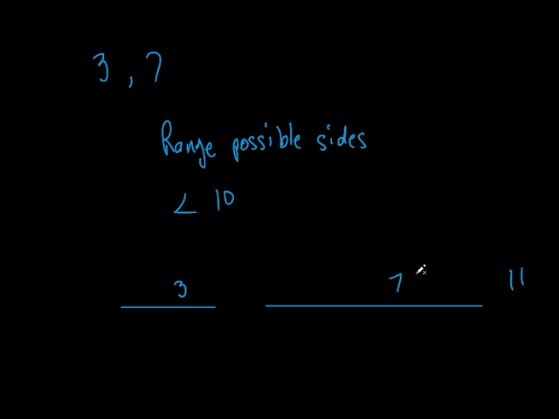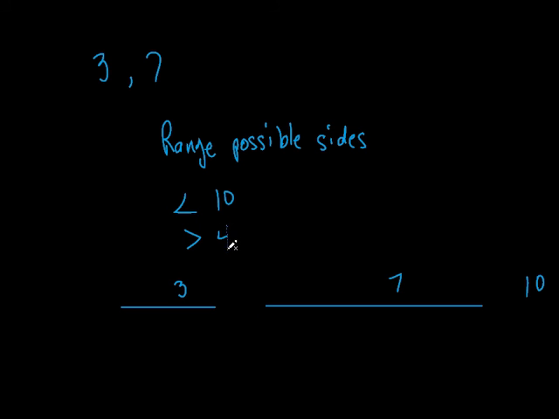So you can't be 11, right? You can't have a third side of 11. You can't have a third side of 12. You can't even have a third side of 10, can you? Because look, 3 and 7 have to be not equal to, but what? Greater than this. Okay, so it has to be less than 10 and greater than what?